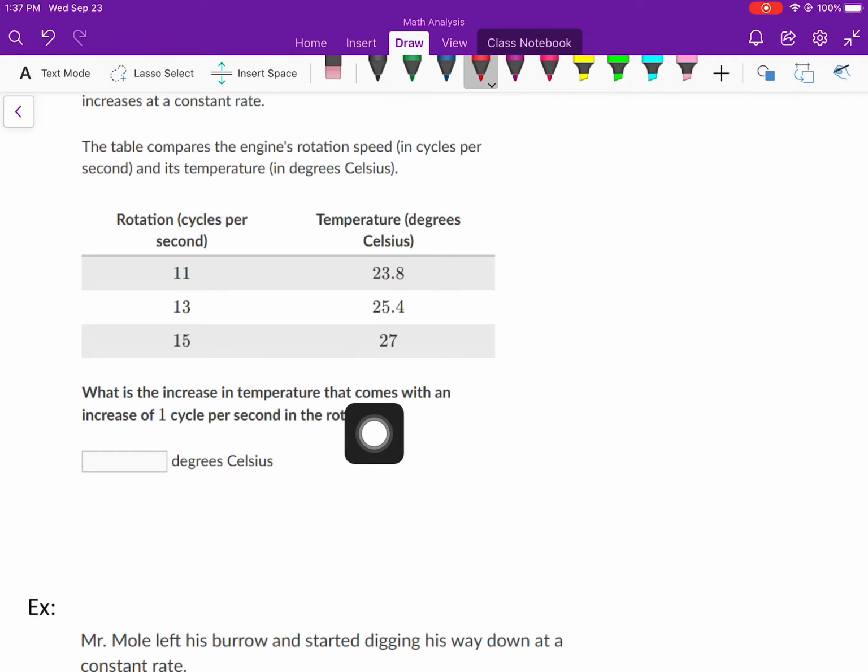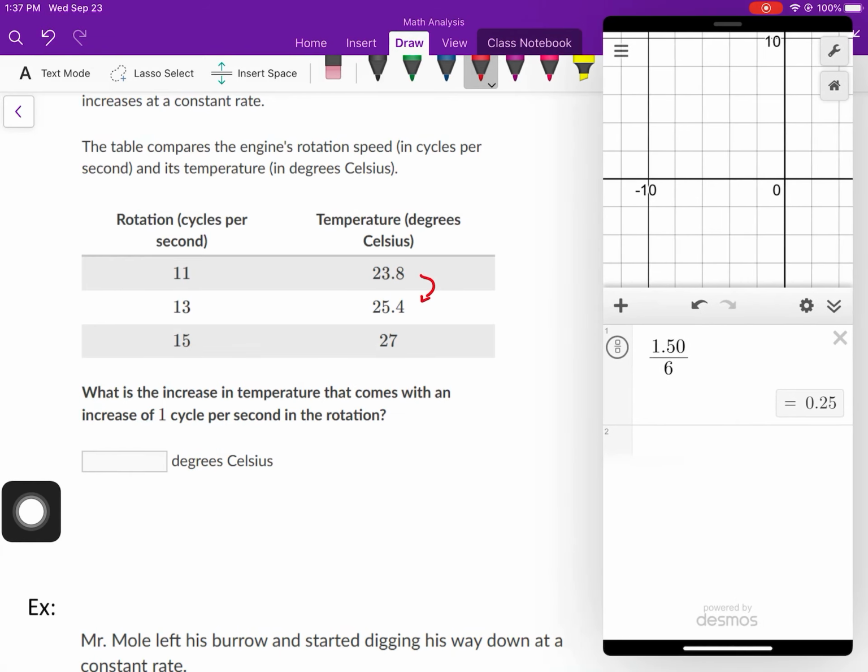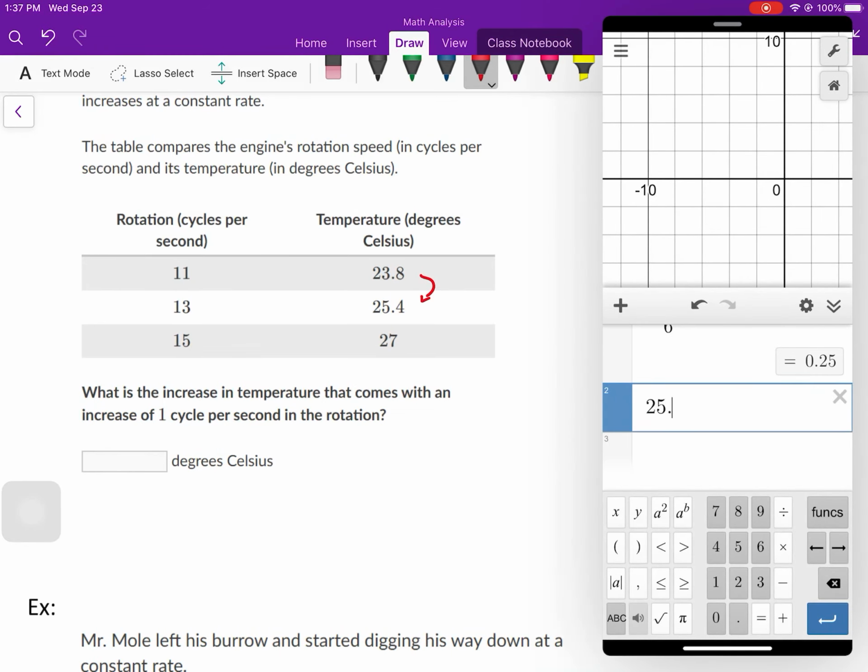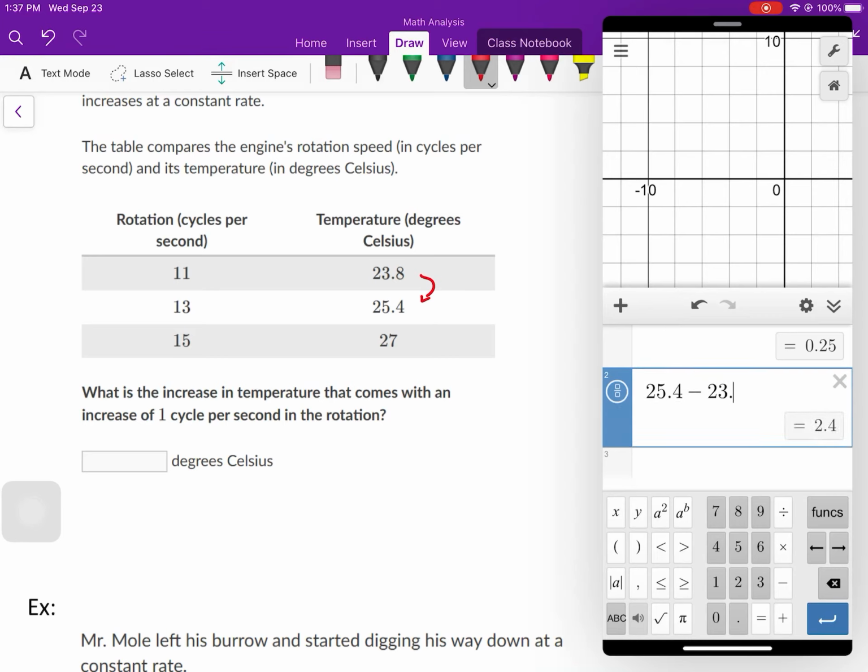Looking at this question, what's the increase in temperature that would come with the increase of 1 cycle per second? So we could see the increase right there. If you just don't see it, you can do 25.4 minus 23.8 in the calculator, which is 1.6. So we see a change of 1.6 there. And what happens here on the run is we go up 2. So it goes up 1.6 for every 2 cycles.